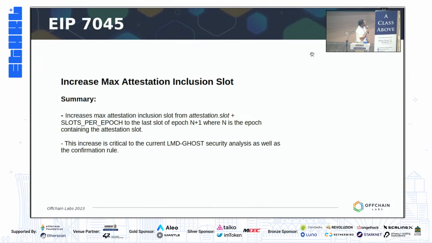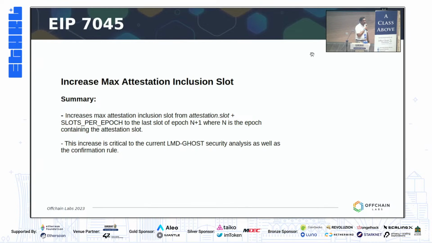Okay. So this is the next EIP, EIP 7045. So what this does is that this increases the max attestation inclusion slot. So right now, if you're a validator and you produce an attestation on chain, you basically can only have your attestation included in 1 epoch or 32 slots. So while this was fine when the chain had 16,000 validators, currently right now on mainnet, we are running close to 900,000. So there is a lot of activity on mainnet, and if your attestation is slightly late, there's a good chance it'll be completely missed on chain.